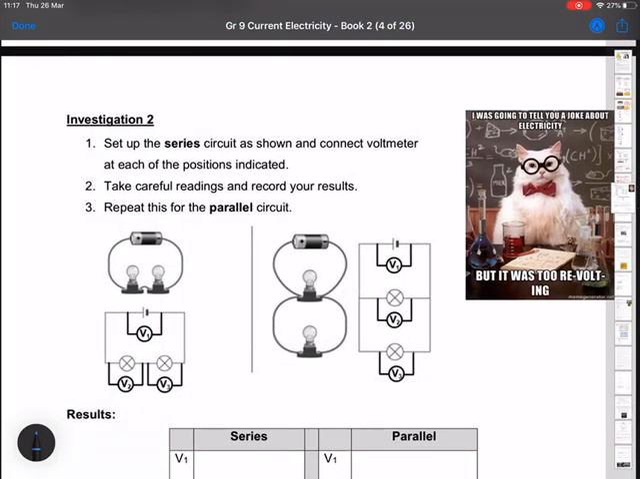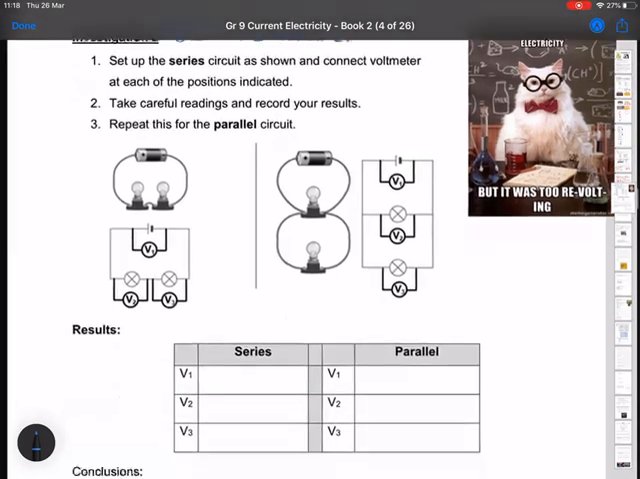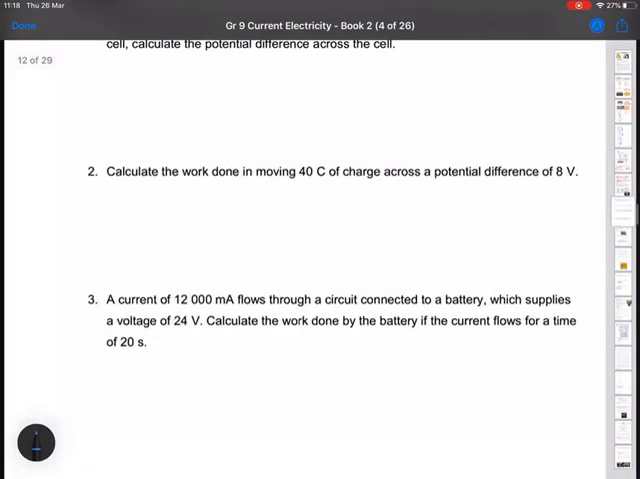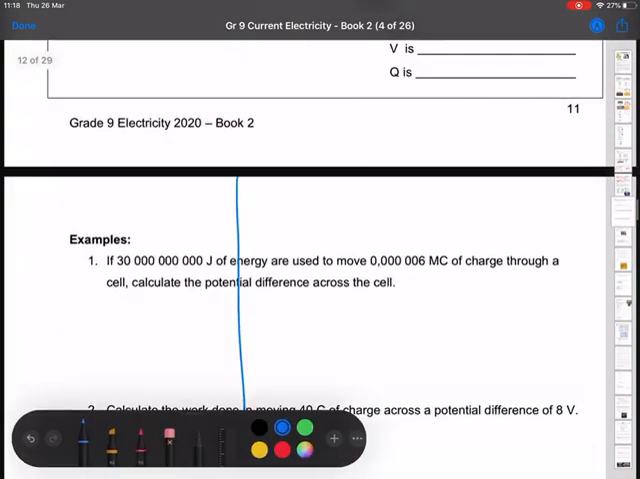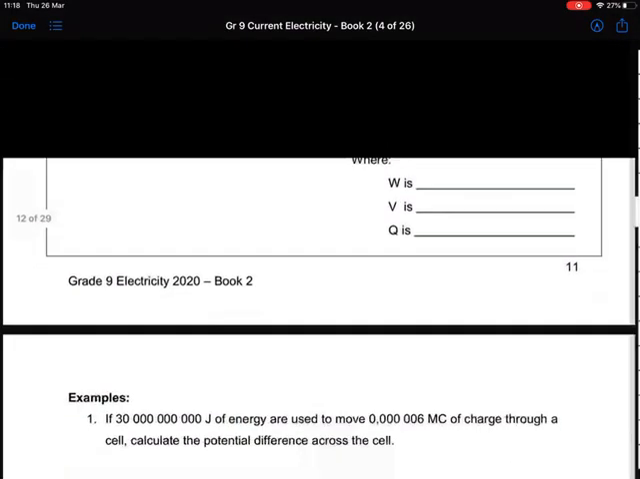Alright, I'm going to explain investigation 2 to you. Investigation 1 was all about current, investigation 2 is all about potential difference. Dr. Thornton's going to do investigation 3 with you, and that one's going to be on resistance. So investigation 1 was current, investigation 2 is potential difference, and next week you're going to do investigation 3, which is going to be on resistance.